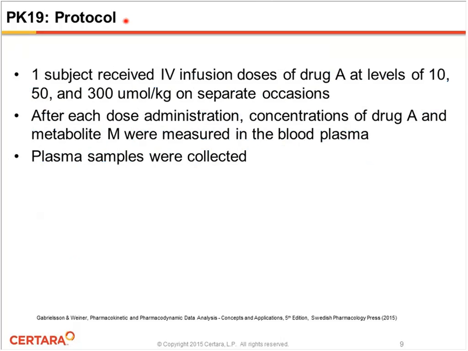Okay, so the protocol, what was done to collect data. So we only have one subject here, and this subject received IV infusion doses of the drug at different dose levels, 10, 50, and 300 micromoles per kilogram on separate occasions. After each dose administration, concentrations of the drug and metabolite were measured in the blood plasma, and the plasma samples were collected.